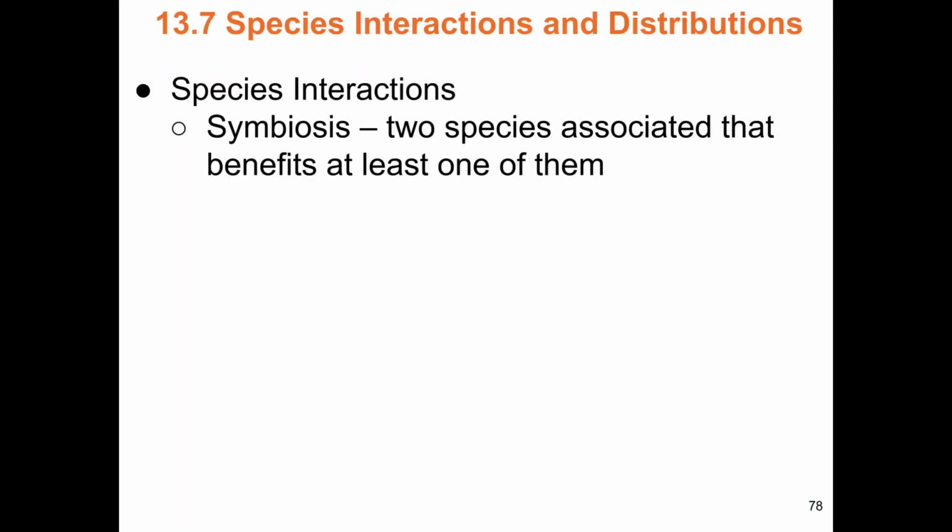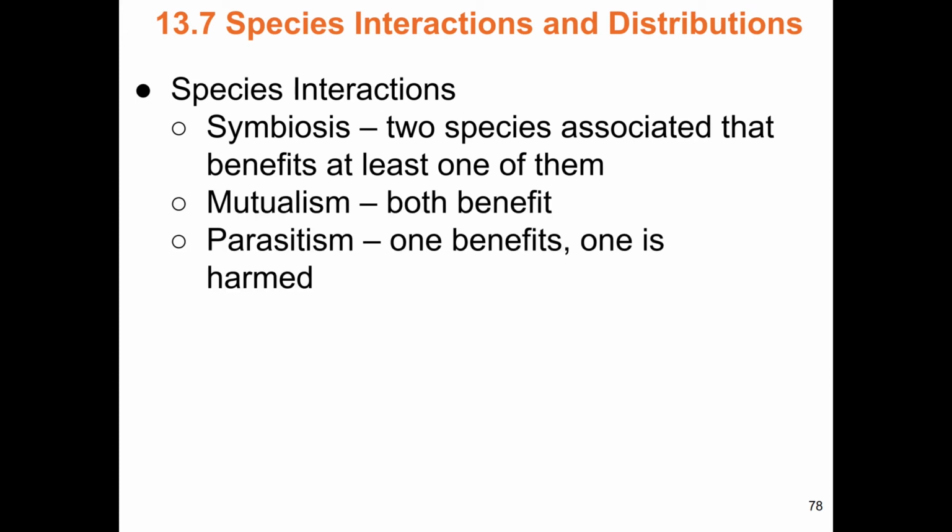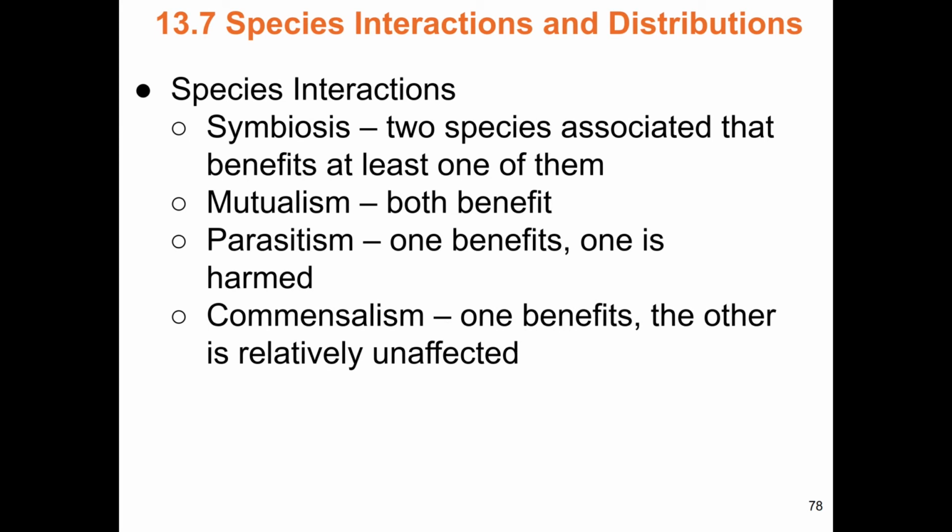Species interactions. What are your options for dealing with another species as a species? Well, there's symbiosis, in which nobody's getting hurt and at least one of them's getting helped. Mutualism, they both benefit. Parasitism, one benefits and the other one is harmed. Commensalism, one benefits, the other is relatively unaffected. So symbiosis and commensalism seem pretty similar, as opposed to mutualism, where they both benefit, or parasitism, where one of them's doing well and the other one's getting hosed.